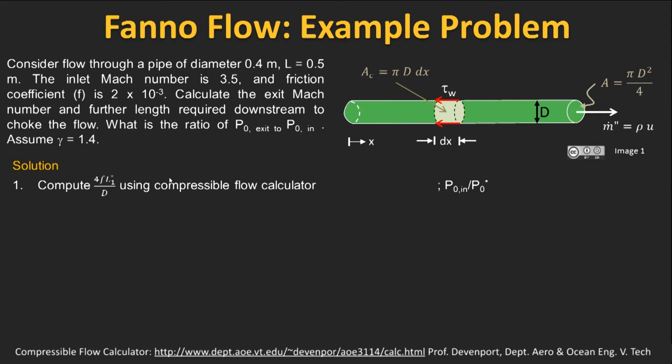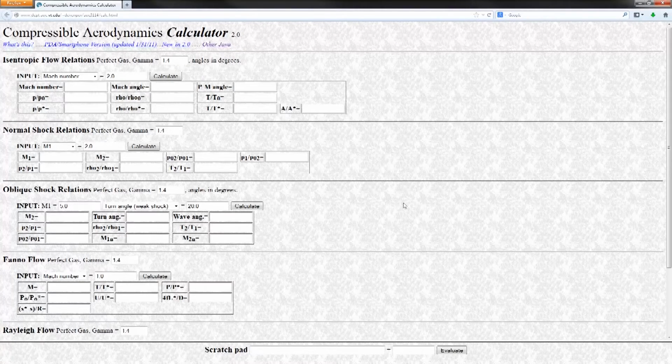We'll begin by first computing 4fL* over D at the inlet location, which we'll designate as location 1. Now we can compute this value using an expression that involves Mach numbers as we have seen earlier in our theoretical development. But instead of doing the numbers by hand, we're going to use this excellent compressible flow calculator developed by Professor Davenport from the Department of Aerospace and Ocean Engineering at Virginia Tech. So let's go to the flow calculator, which I'm sure you've seen in earlier sections of the course such as isentropic flow and shock waves.